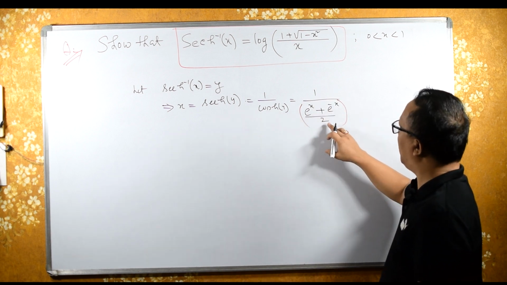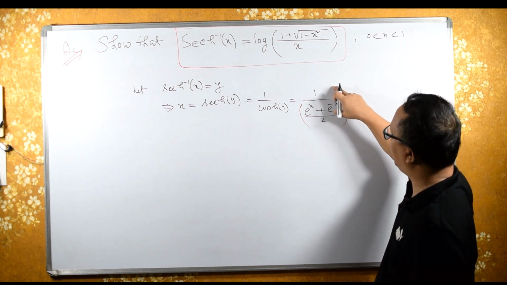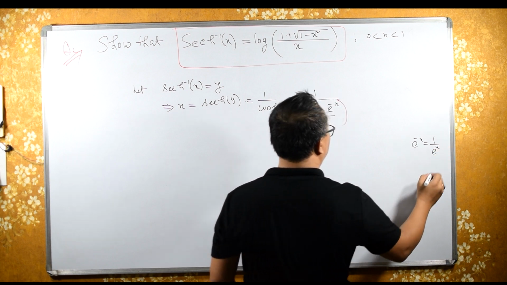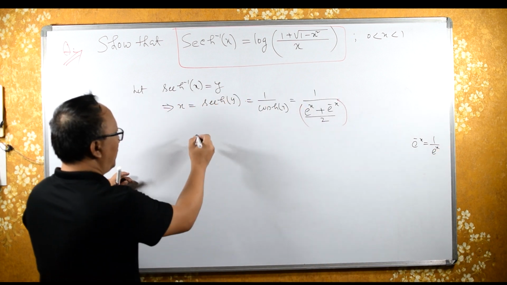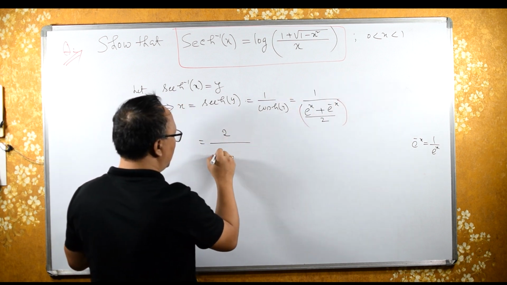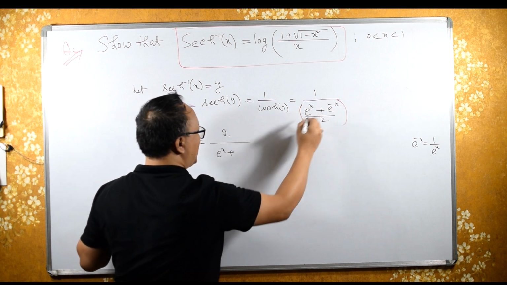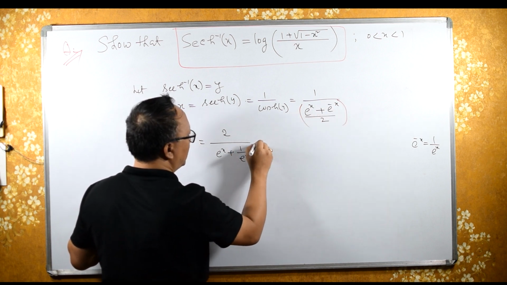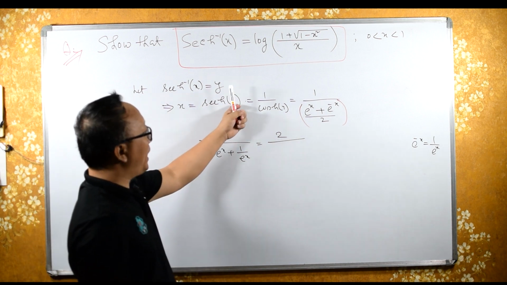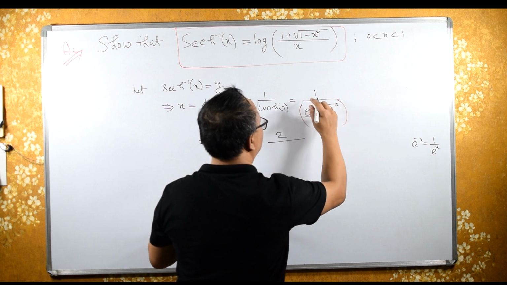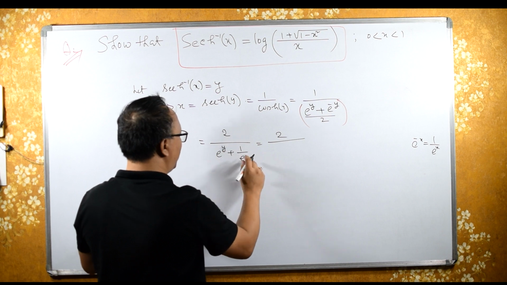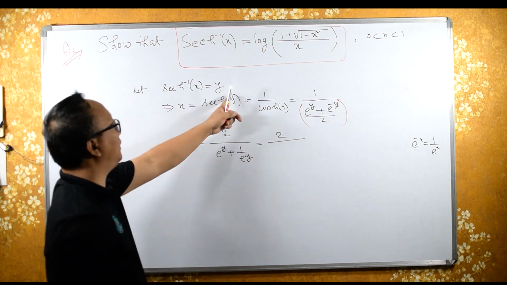Now I can send the 2 up, and express e raised to minus y as 1 by e raised to y, and take the LCM. So x equals 2 upon (e raised to y plus 1 upon e raised to y). Here it should be y, because we need to find the values of y now.